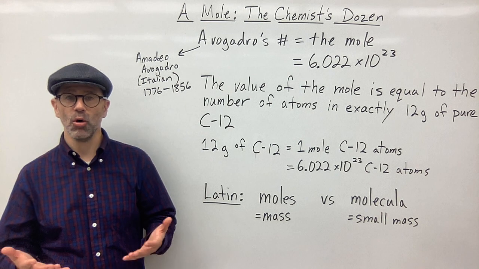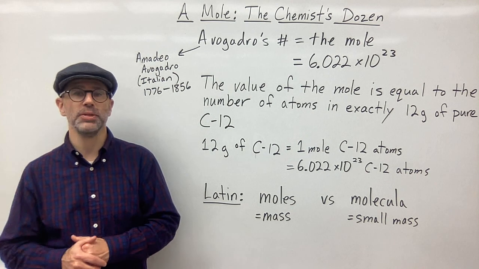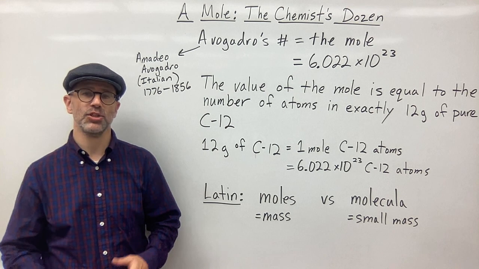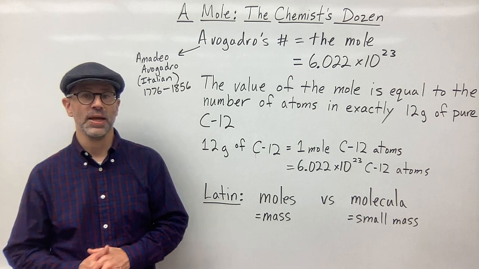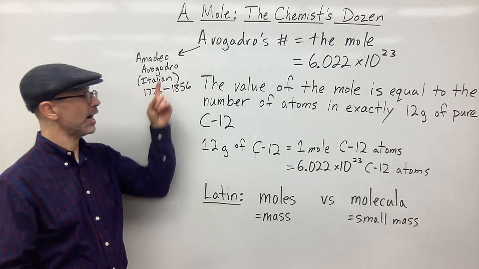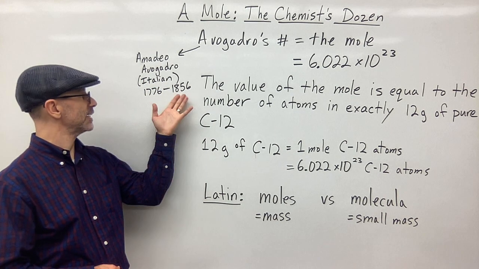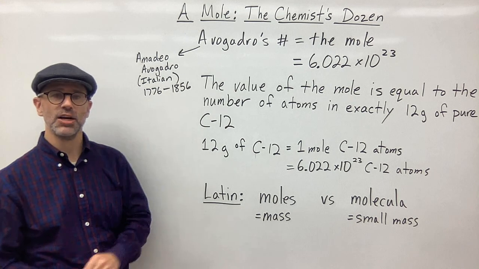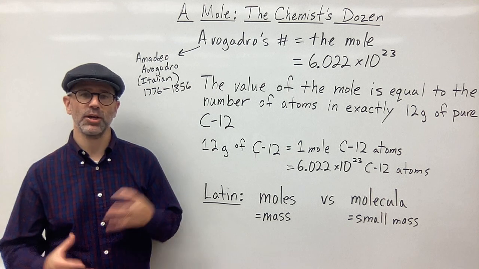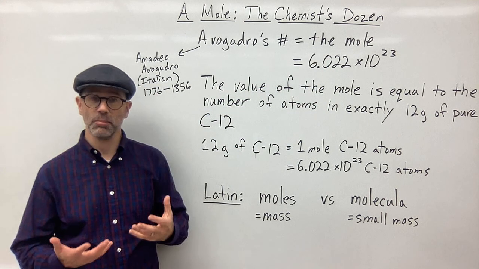When we talk about a mole, we're using that name to refer to a particular number. And that number is 6.022 times 10 to the 23rd. That is the mole. And it's also referred to as Avogadro's number after Amadeo Avogadro, the Italian scientist who lived between 1776 and 1856. And so he had a hand in developing or coming up with this number, calling it the mole.